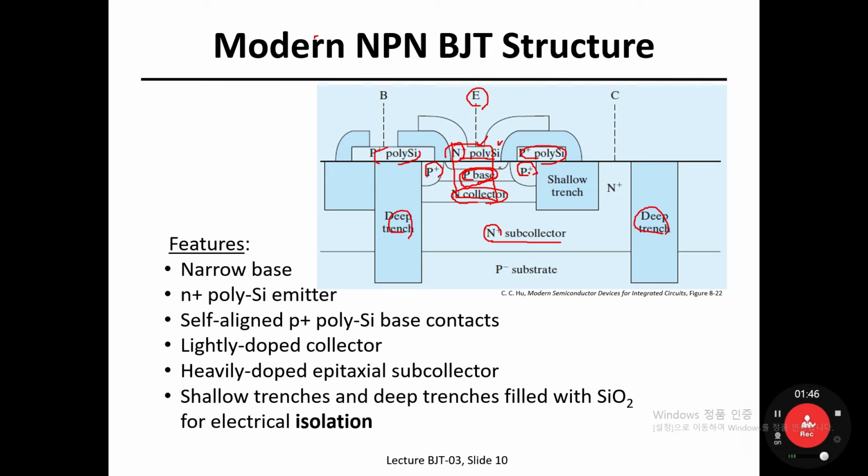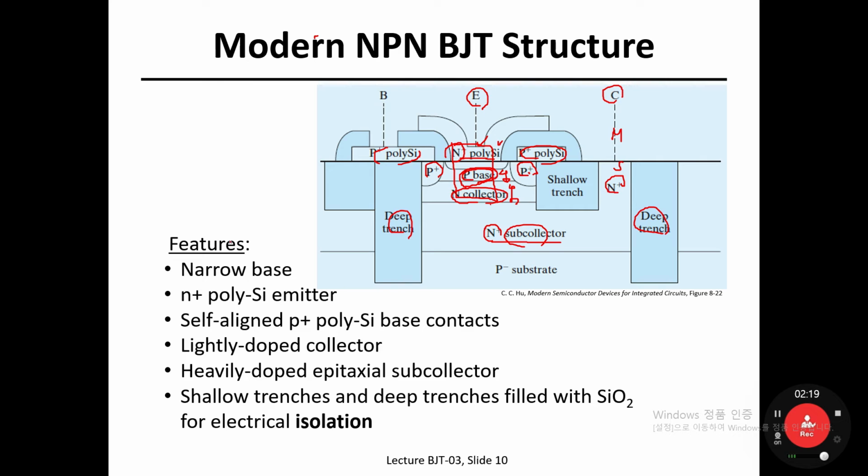Another question is how come the base width is very narrow? And how come the collector region is narrow, but the sub-collector is very thick? And here the N plus metal-semiconductor contact has been formed for the collector electrode. So there are tons of questions you can raise. Try to take your own time to answer the questions that you have created.